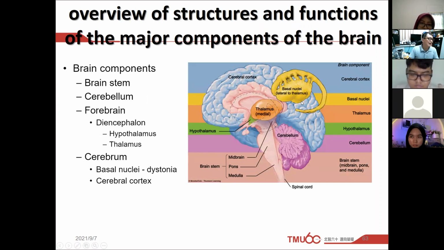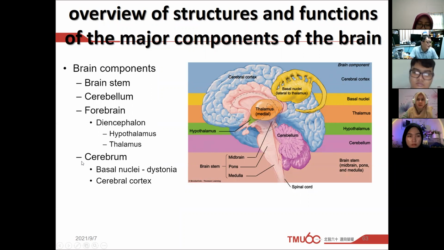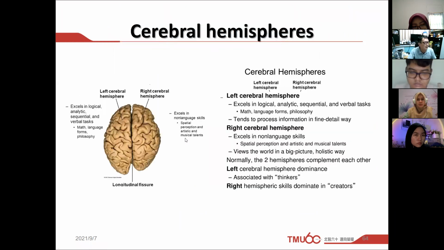The brain components can be divided into 4 parts. Brainstem, cerebellum here, forebrain here, and another one, the diencephalon, which is in the middle part, the central part of the CNS. Later on we are going to introduce them one by one, each by function.